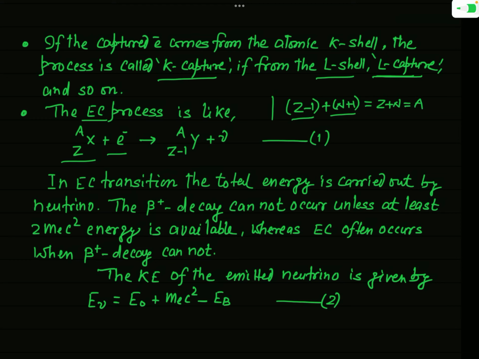So after this electron capture, there is no change in the mass number of the daughter nucleus. But as the number of protons is decreased by 1, the charge number of the daughter nucleus will be Z minus 1 if the charge number of the parent nucleus is Z. And as you know, in this process, a neutrino is created and emitted.